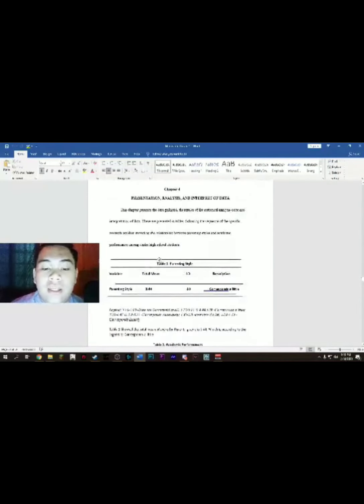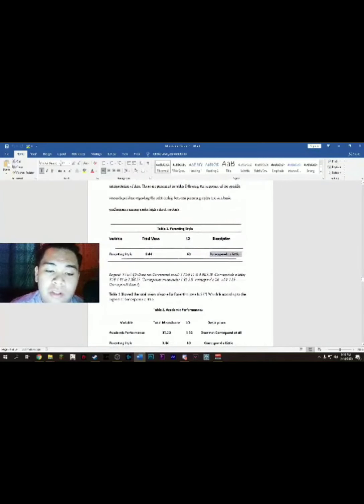So as you can see, Table 1: parenting style variable, total mean, and standard deviation. Parenting style has a total mean of 3.44 with only 0.60 standard deviation, and the description corresponds a little. Table 1 showed the total mean for parenting style.